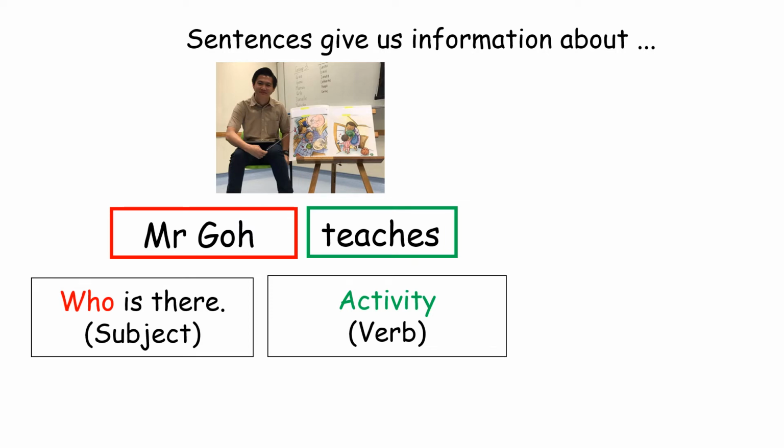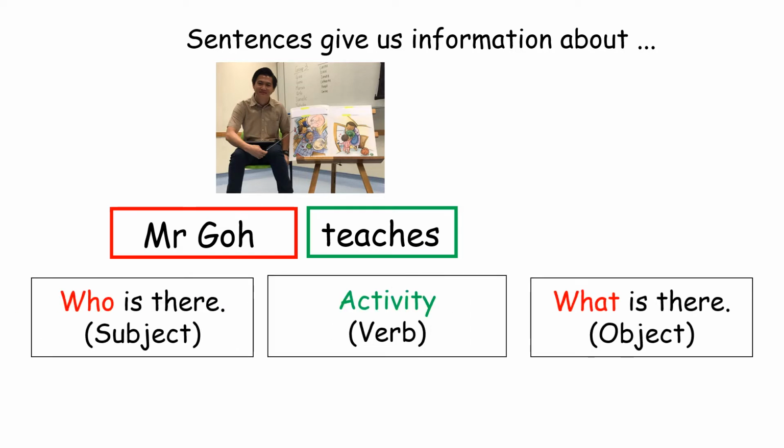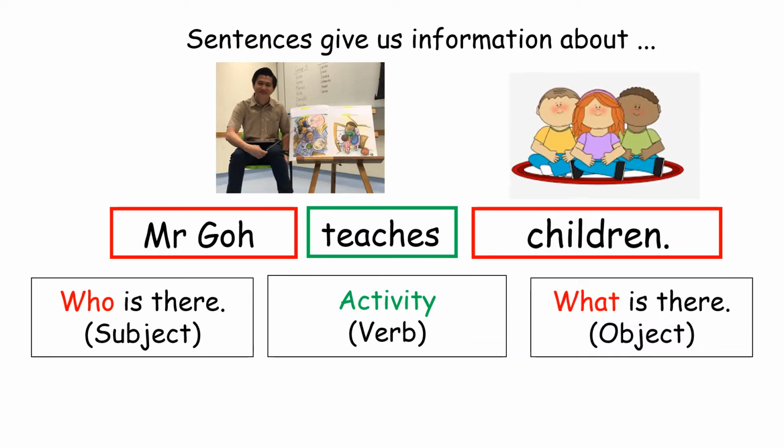But we want to give more information. So sentences can add more things, for example, an object. What is there? So Mr. Go teaches something, an object. In this case, it's Mr. Go teaches children.